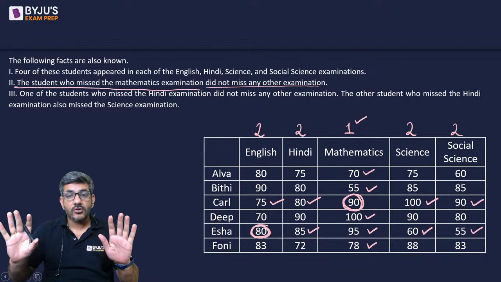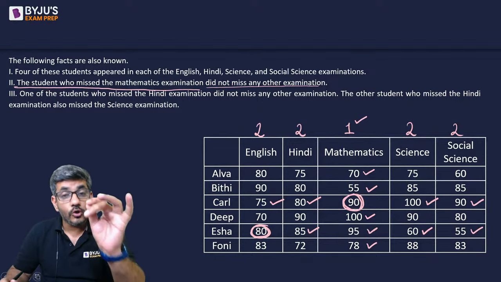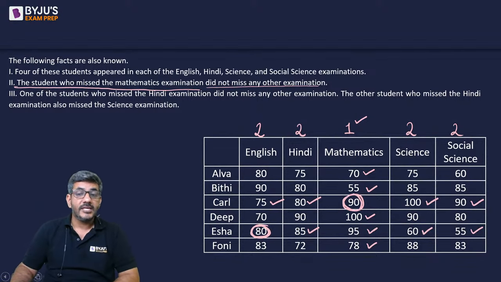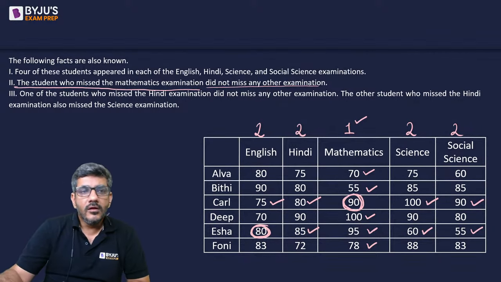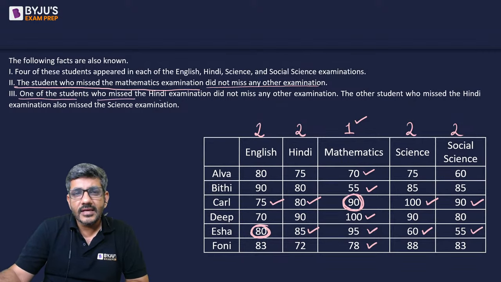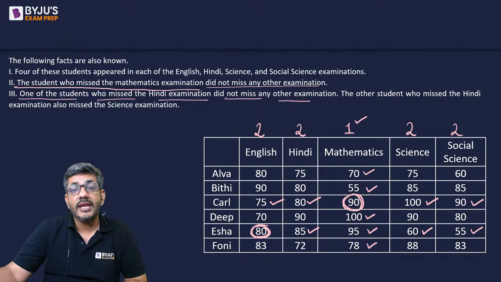Okay, I'm sure this is also clear to everyone. So English दो लोगों ने मिस किया है. One of them is Isha. We have got to know about it. Let's move on. One of the students who missed their Hindi examination did not miss any other examination.